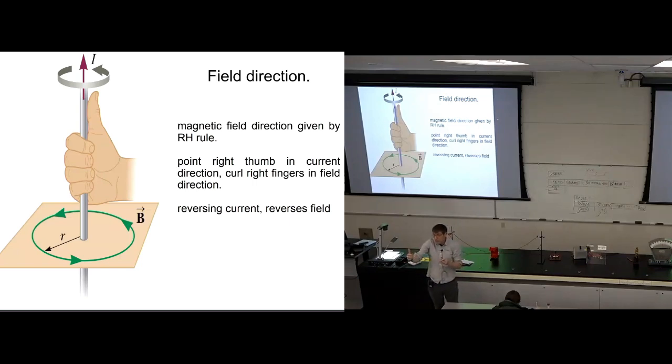So if you reverse the direction of the current from current flowing up to current flowing down, you're reversing the curl of your fingers. So rather than the field lines circulating in this direction around the wire, if we change this current to the opposite direction, downwards, we'll change the field lines circulating in the opposite direction around the wire. And the right-hand rule is telling us that.